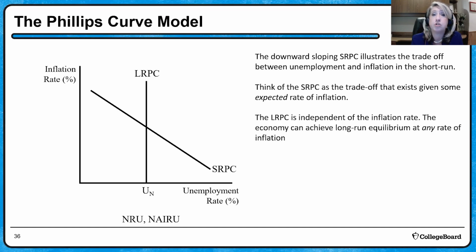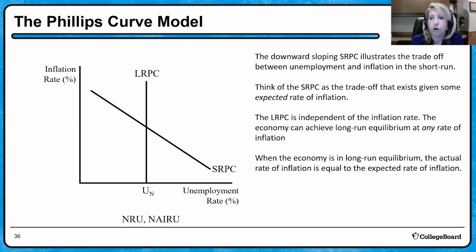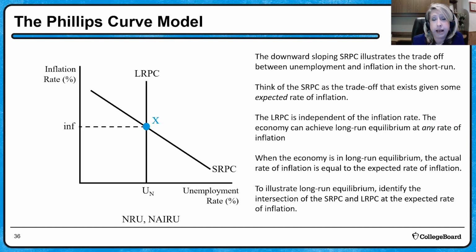And that shows that there's no trade-off in the long run. What does that mean? We can be in full employment, we can operate at the natural rate of unemployment at any rate of inflation in the long run. So when the economy is in long run equilibrium, what that means is the actual rate of inflation is equal to the expected rate of inflation. So this is how we would show, using the Phillips curve model, long run equilibrium. We would put a point X at the intersection to show that the current inflation rate is equal to the expected inflation rate. So we're in long run equilibrium here.